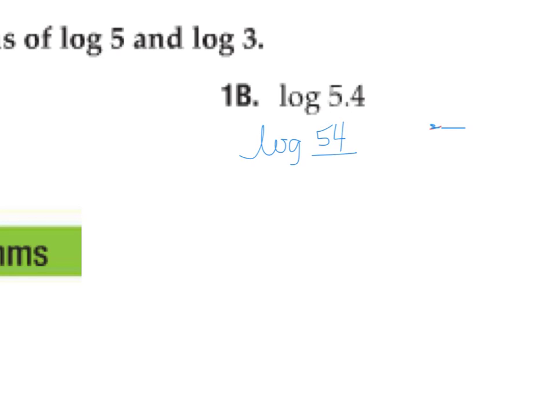All I've done is move the decimal point over one place. So I'm going to kind of counter that by dividing by 10, because 54 divided by 10 is 5.4. Now I have a quotient, and I can rewrite that as a difference.